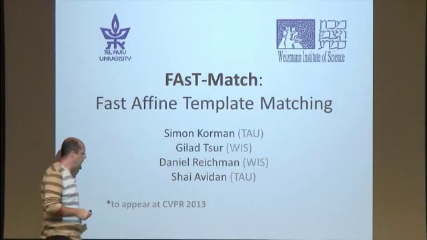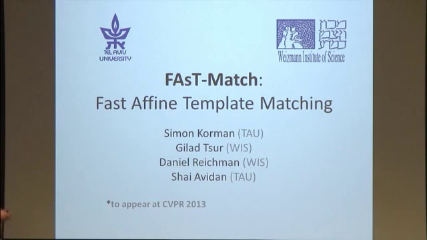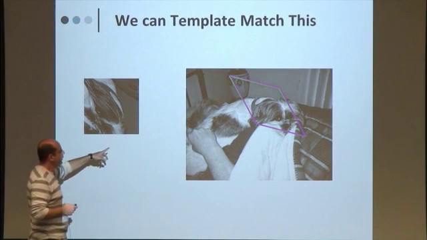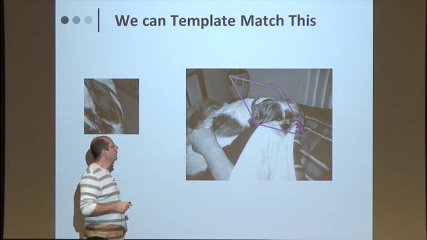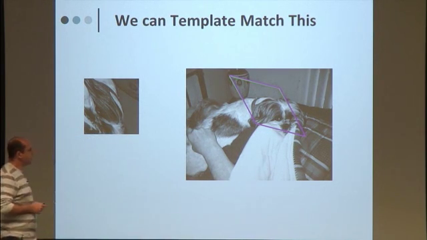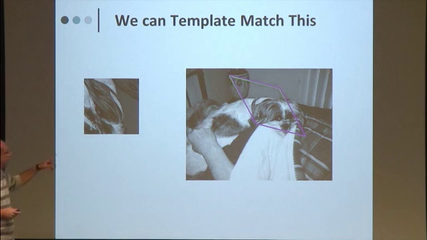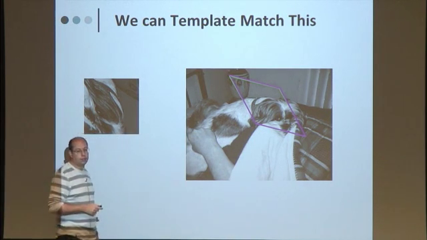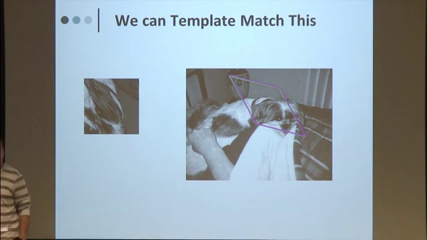So FastMatch is a paper about fast affine template matching. It's a joint work with Gilad Tzur and Danny Reichman from the Weizmann Institute. And what we're trying to solve there is template matching. So given a template, you want to detect its location in the image. And what you see in magenta is the location we found, and in green, it's barely noticeable, is the ground truth location. And you want to do it quickly and efficiently.